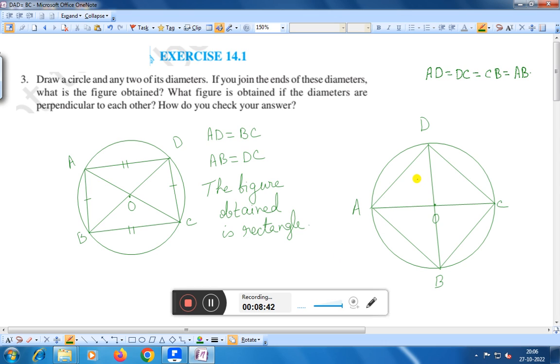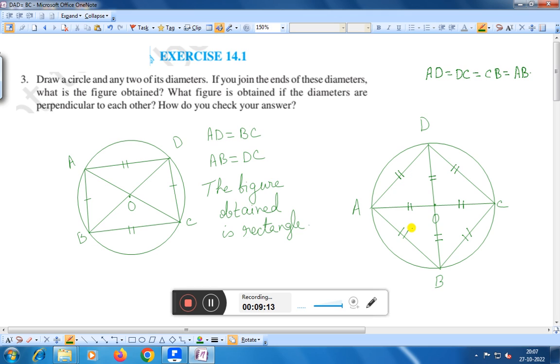And here you see, if you measure this one, that OC will be equal to OD, OD is equal to OA, and OA is equal to OB, because these are all the radii of the circle. Therefore, you can say that this side will be equal to this side, and this side will be equal to this side, and this side will be equal to this side.